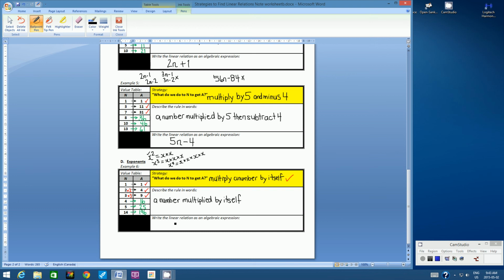All right, so when we write the linear relation as an algebraic expression, our first instinct might be to write it like this. But we can't leave it like that in terms of algebra. It must become n to the power of 2. That's why it's under this section called exponents. N to the power of 2. Okay, so I want you to kind of keep your eye out for these exponents type questions.